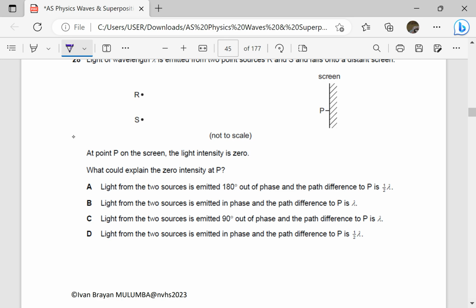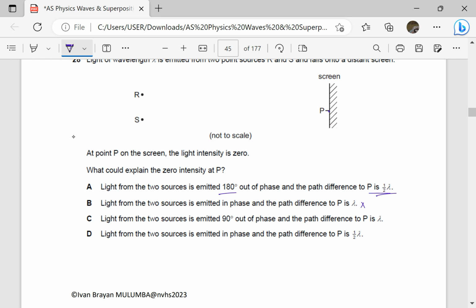Light from the two sources emitted 180 degrees out of phase, and the path difference at P is a half lambda. Light from the two sources is emitted 180 degrees out of phase, and if it is 180 degrees out of phase, then the path difference should be 0 for there to be an intensity maximum here. It should not be a half lambda. Light from the two sources is emitted in phase, and the path difference is lambda. That will be constructive interference, so the intensity can't be 0.